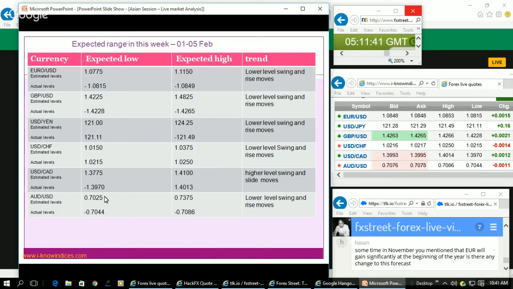Then in the case of Australian dollar, they slowly gained from 0.68 to 69 and 70. They will hold it and slowly gain to 71, 72, and then 72 could be the support, and then they will start gaining further upward in the case of Australian dollar. So these are all the levels in which the currencies are expected to swing this week.